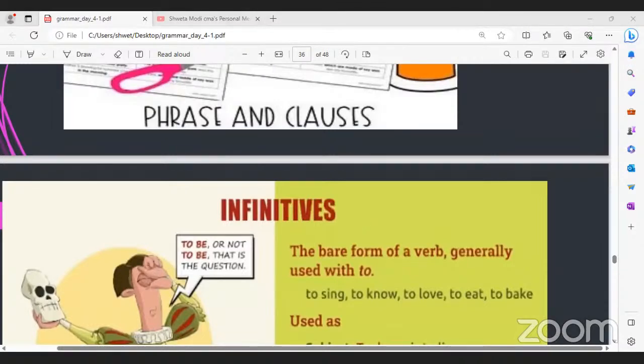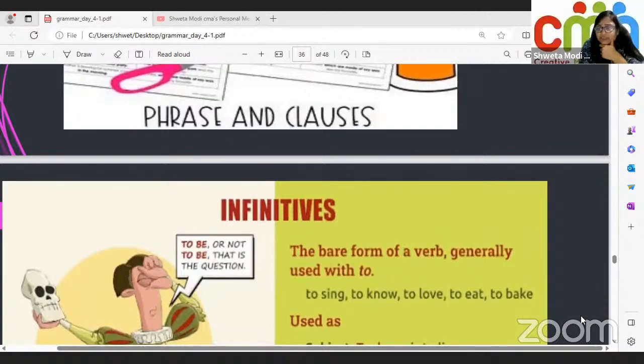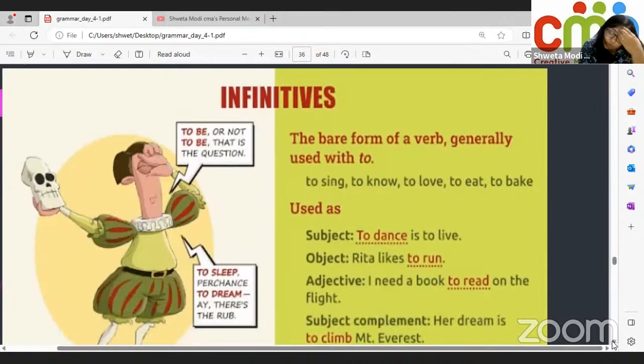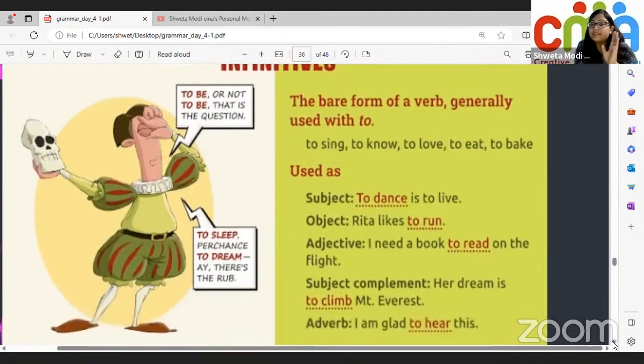Now, infinitive means adding to before a verb. So when you have more than one verb, one is the main verb and another is an additional verb in the sentence which is just describing something, but the action is not happening at that time, then it is infinitive. Like for example, to dance is to live. So in to dance is to live, dance is not happening. So then it is an infinitive.